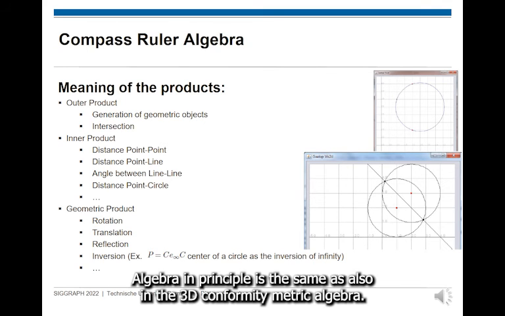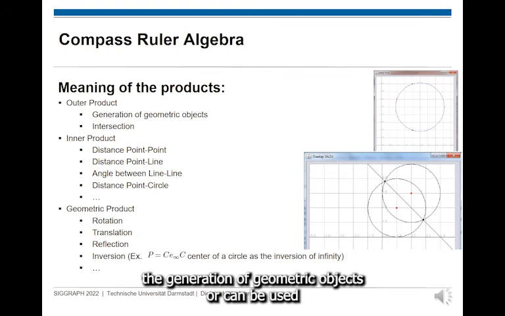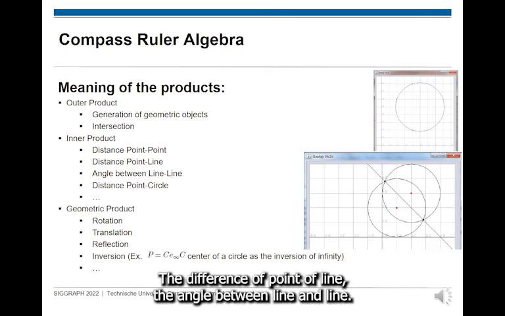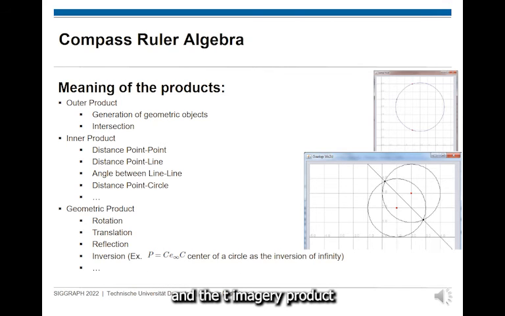The meaning of the products of compass ruler algebra is in principle the same as in the 3D conformal geometric algebra. The outer product means, for instance, the generation of geometric objects, or can be used for the intersection of geometric objects. The inner product can be used for the distance of point and point, the distance of point and line, the angle between lines, and for instance, the distance of a point to a circle. And the geometric product is used for transformations, for rotations, translations, as well as for reflections and inversions. So for instance, the center of a circle can be simply expressed as the inversion of infinity.